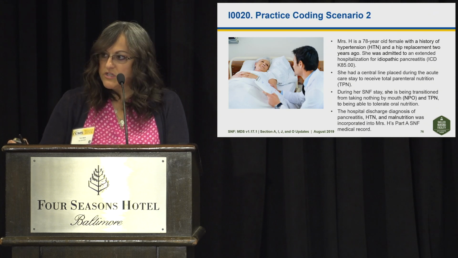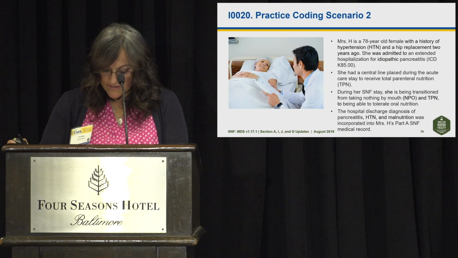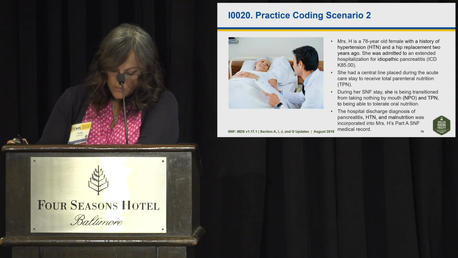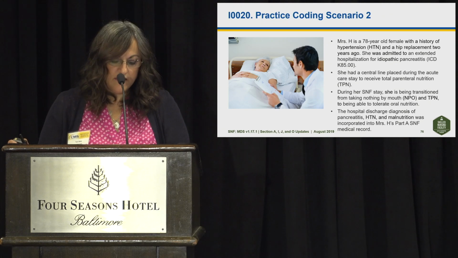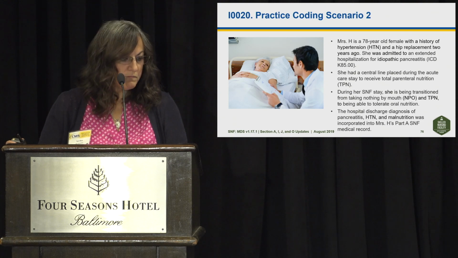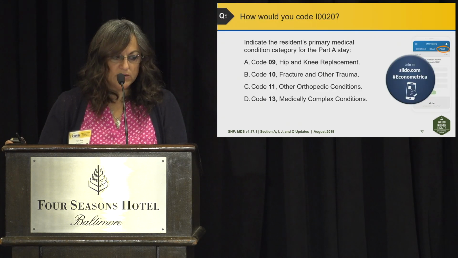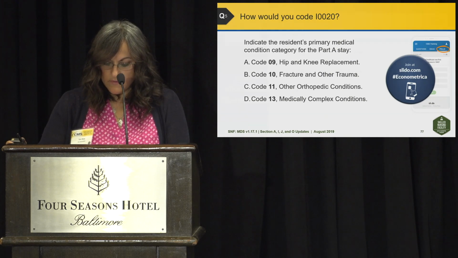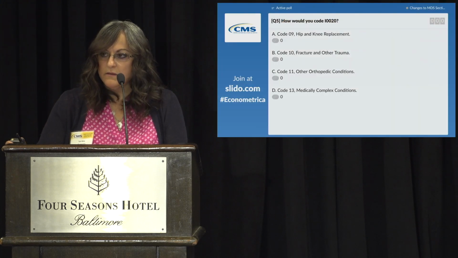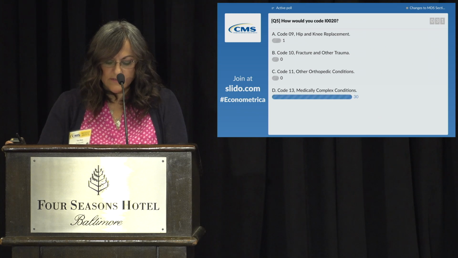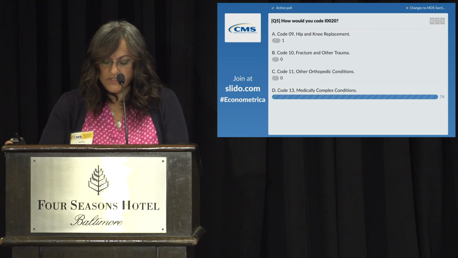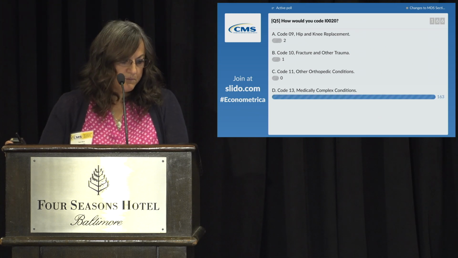The hospital discharge diagnosis of pancreatitis, hypertension, and malnutrition was incorporated into Mrs. H's medical record. So how would you code I0020? Would you choose A, code 9, B, code 10, C, code 11, or D, code 13?